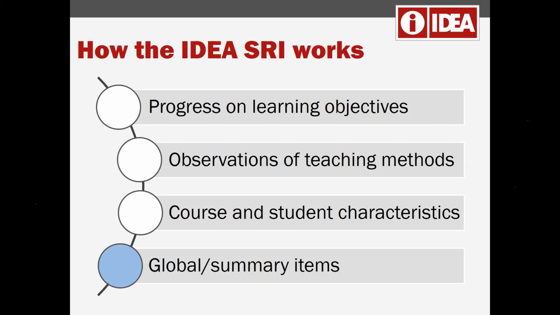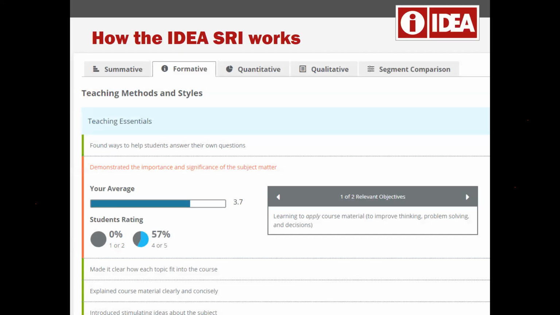And we've got 2 global or summary items that we ask the students about as well, one dealing with teacher excellence and one dealing with course excellence. That's really it. Those are the four types of questions that we ask of students. And again, we use this information in conjunction with the objective selection to generate the reporting at the end. All of that reporting is dependent upon both the selection of the objectives and the responses that students have provided.